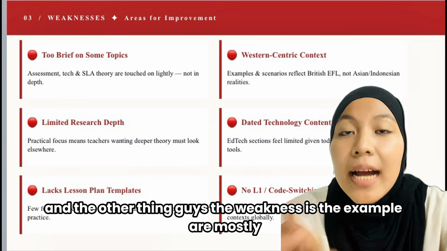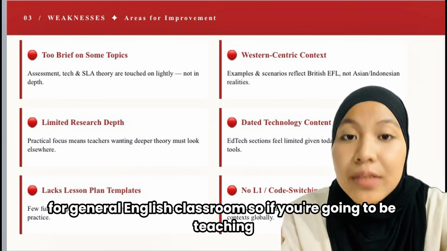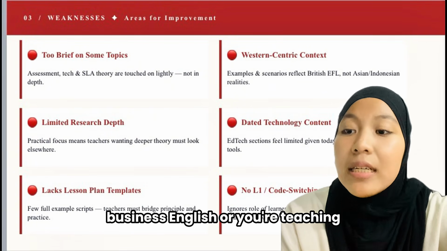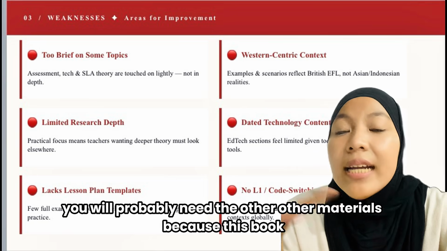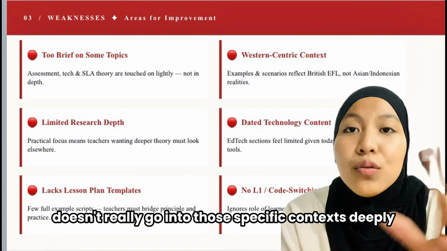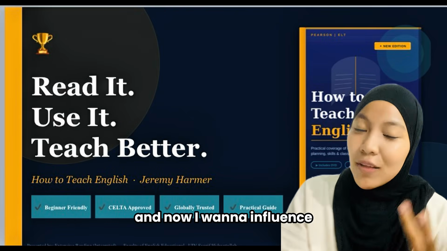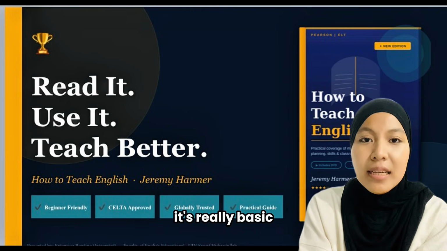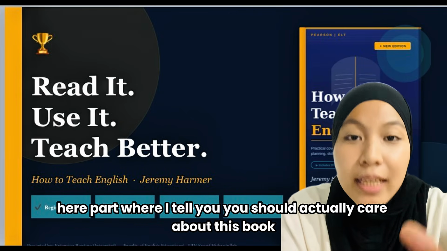And the other weakness, guys, is that the examples are mostly for a general English classroom. So if you're going to be teaching business English, or young learners, or exam preparation, you will probably need other materials, because this book doesn't really go into those specific contexts deeply. And now I want to influence you on why you should read this. Why should you read this book, Naya? It's really basic. So guys, here's the part where I tell you why you should actually care about this book.